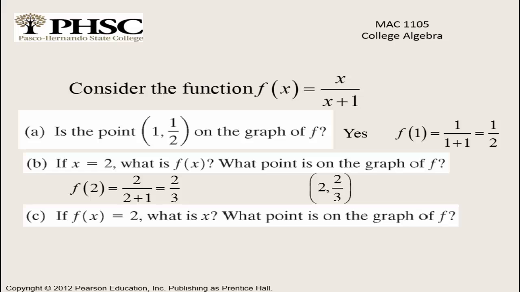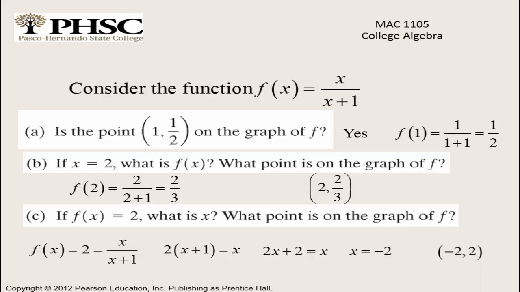So if f of x equals 2, what is x? And what's the point on the graph? So what we do is we set the function equal to 2, and then we're going to solve for x. So we multiply both sides by x plus 1, and then we slowly solve for x, and we get that x equals -2. So the point on the graph would be -2, 2.